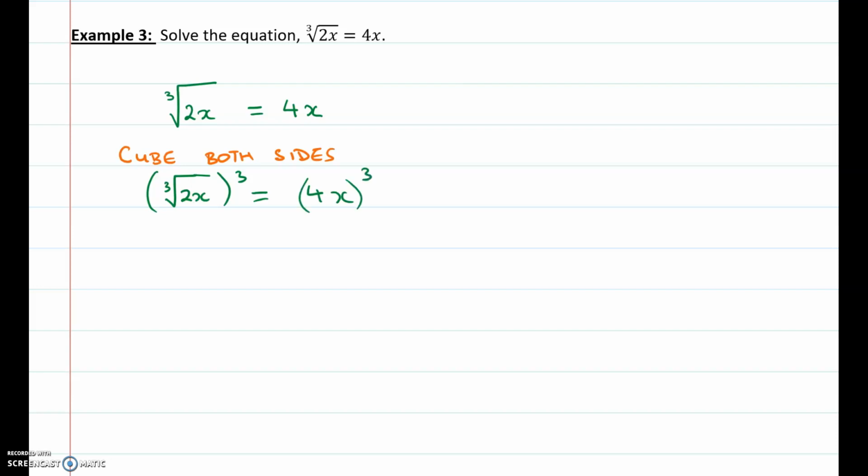So the cube and the cube root will cancel each other out, and that leaves us with 2x. Now this side, 4x cubed. Let's think about this for a minute. You can do a couple of different things with this. You can move the 3 in here, just use the laws of exponents, so it becomes 4 cubed times x cubed. 4 cubed is 4 by 4 by 4, which is 64x cubed. So that's one way to do it.